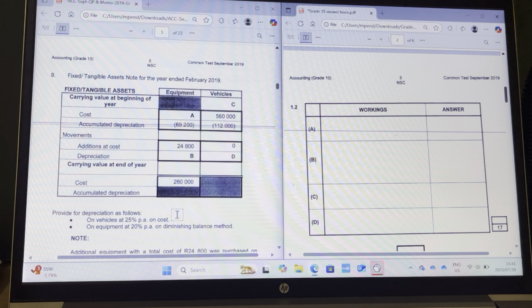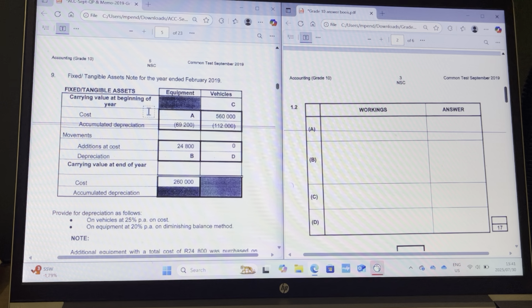Welcome back, guys. So now we are looking at the fixed asset note. At your level, it's not going to be really difficult or super technical. It's going to be very doable. And our question requires us to find the values for A, B, C, D, as you can see them here on the note. Okay, cool. Let's get to it.